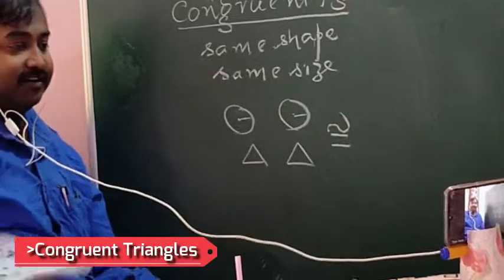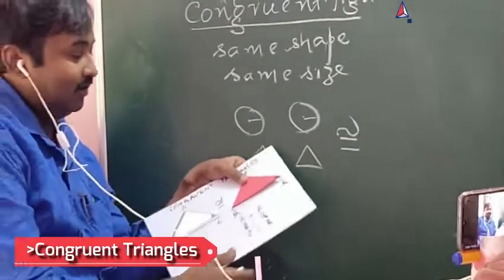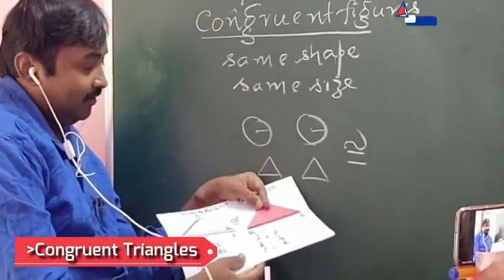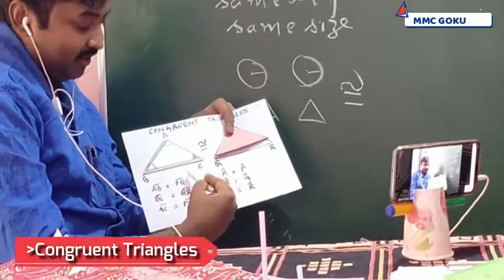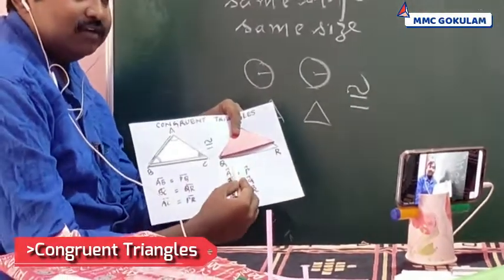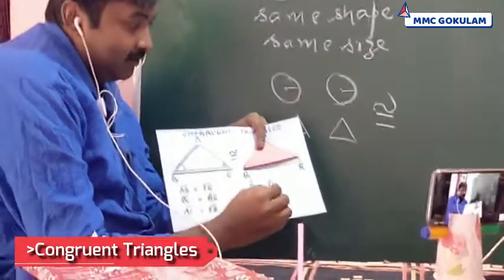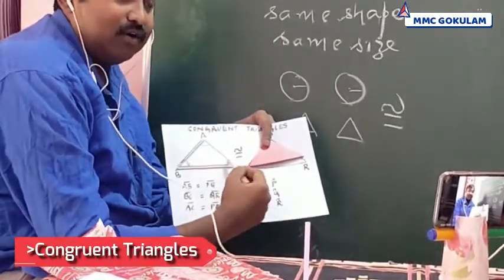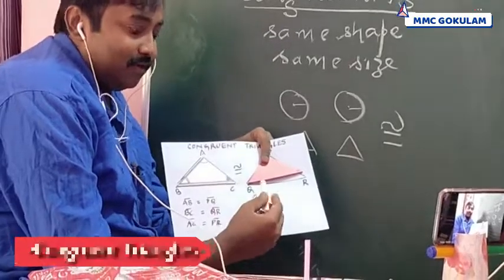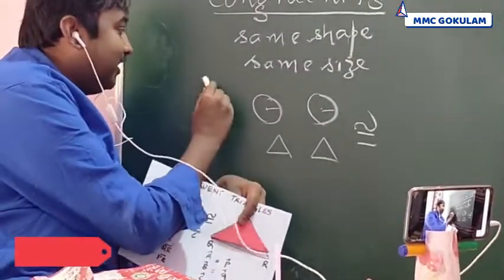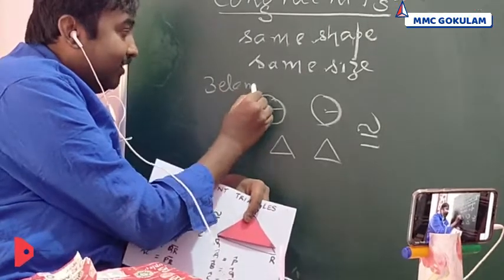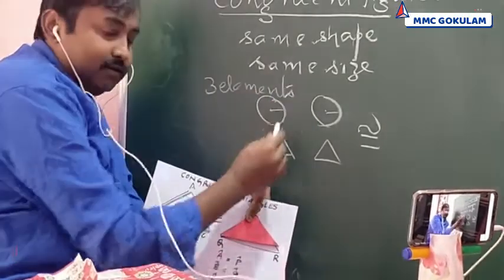So there are 6 elements. What are the 6 elements? 3 sides and 3 angles. If 3 sides and 3 angles are equal, then we can observe that the 2 triangles are congruent. So we need not prove all the 6 elements. Any 3 elements is enough. I think you have learned in 9th standard.